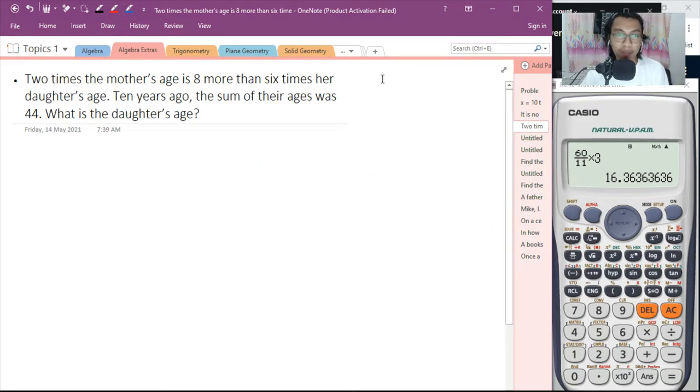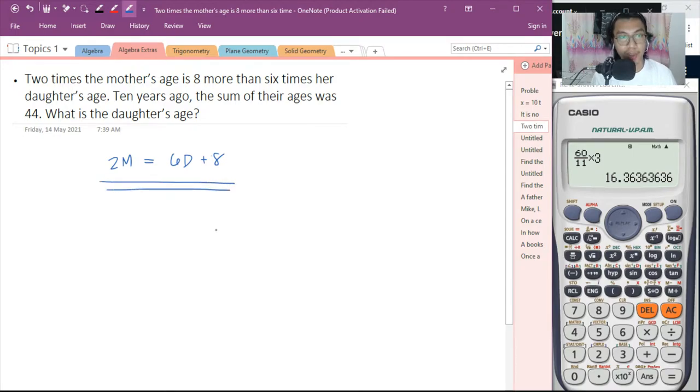How about number 4? 2 times the mother's age is 8 more than 6 times her daughter's age. So that is the condition. So we let this as the mother's age, yung M, and then the 6 times her daughter's age. Twice nung mother's age is 8 more than 6 times nung daughter's age. Yan yung condition na binigay sa atin.